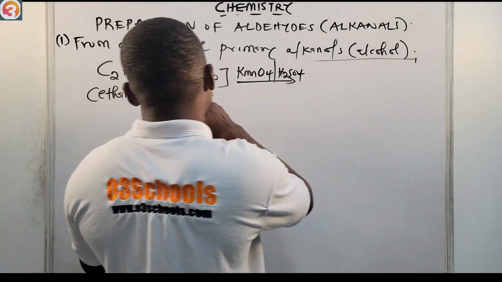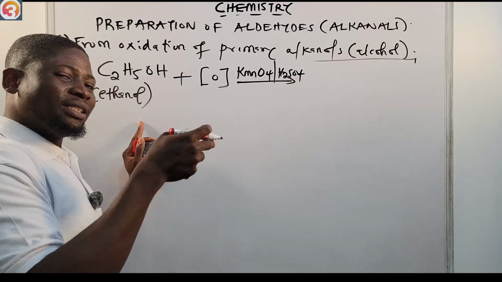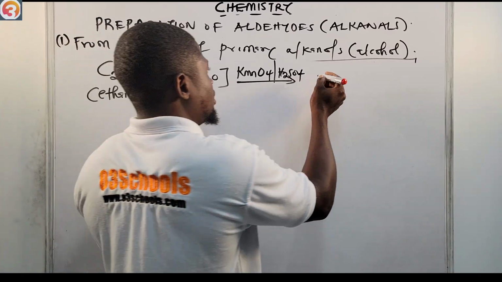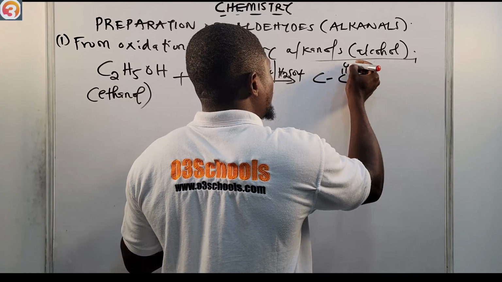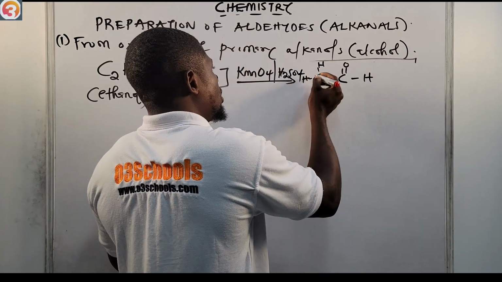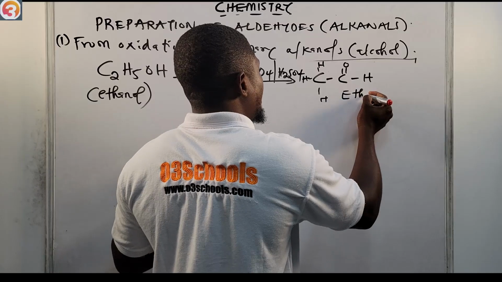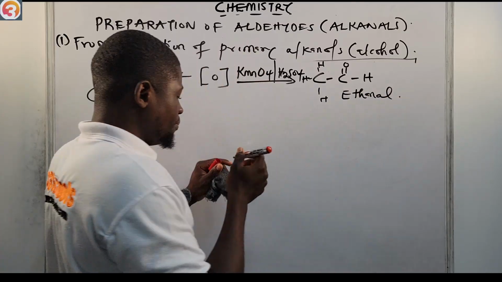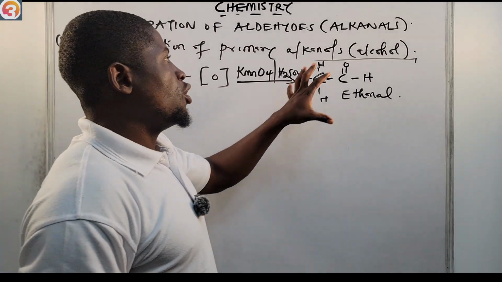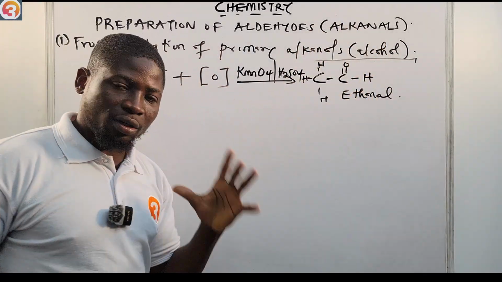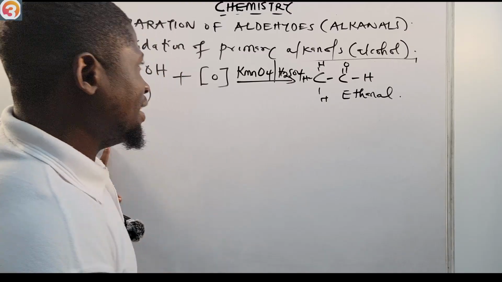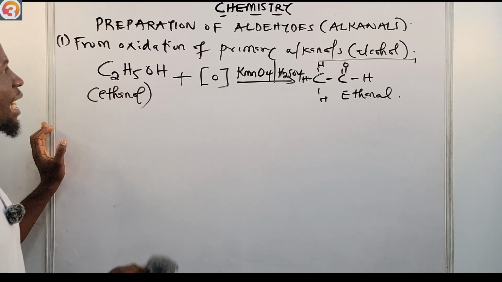Okay, so it will now give us the corresponding aldehyde, having the same number of carbon atoms. That will be CH3-C double bond O, then H. You can complete your structure. This one is our ethanol. So please take note of that. Oxidation of our primary alkanols or primary alcohols gives us aldehydes, or alkanals, as the case may be, if that's what you want to call them. So that is the first method.